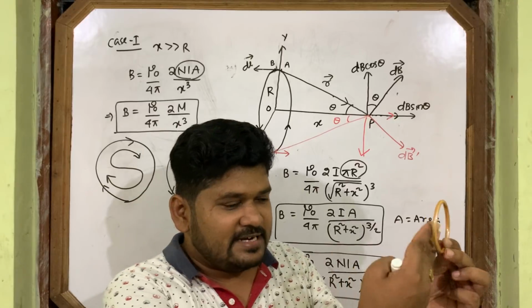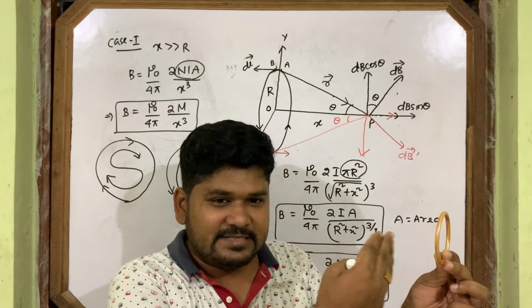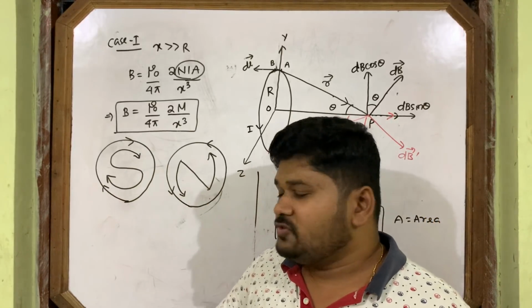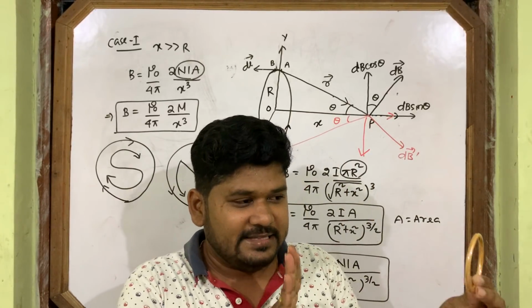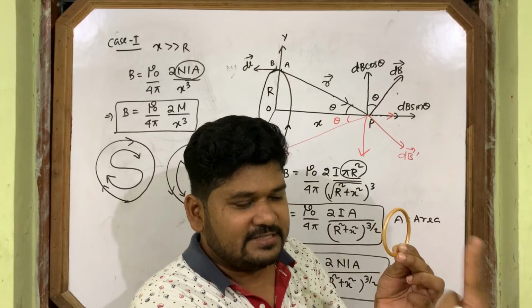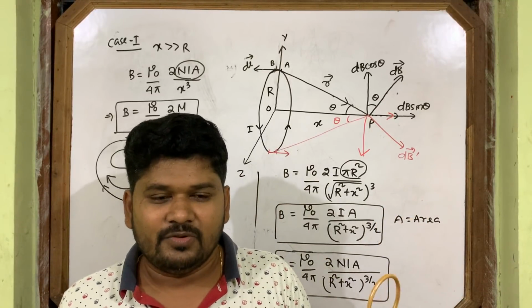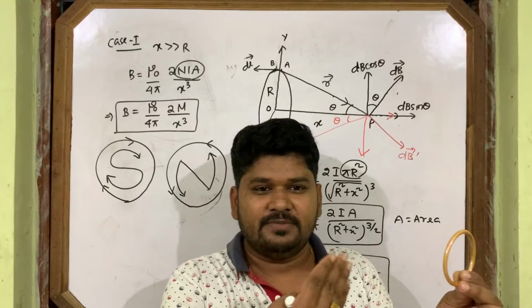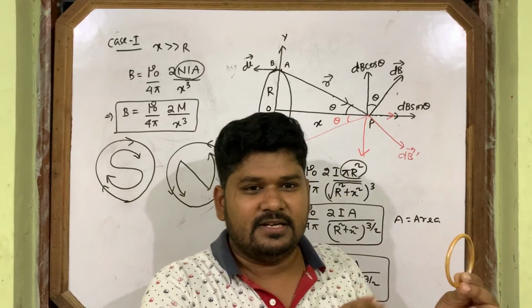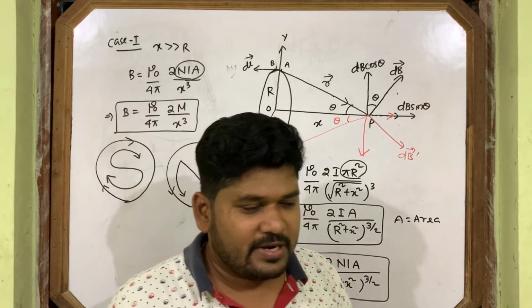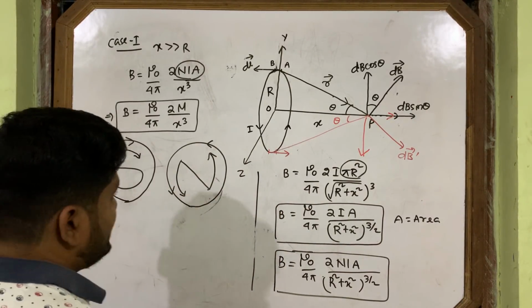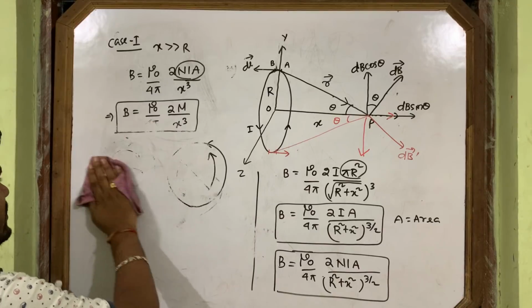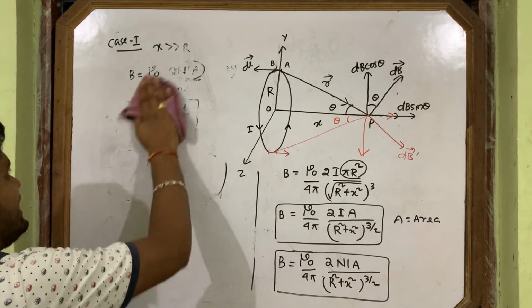So when from my side it is clockwise, my side is now the south pole, but the other side is the north pole. This side is south pole, this side is north pole. So in one coil, two poles are possible, one side south and one side north. You can also do it at home if you are able to understand. In this way, a current carrying circular coil behaves like a magnetic dipole.